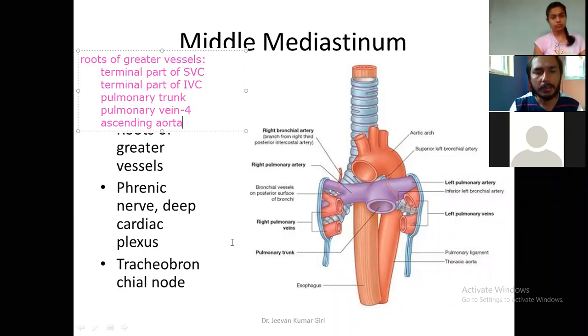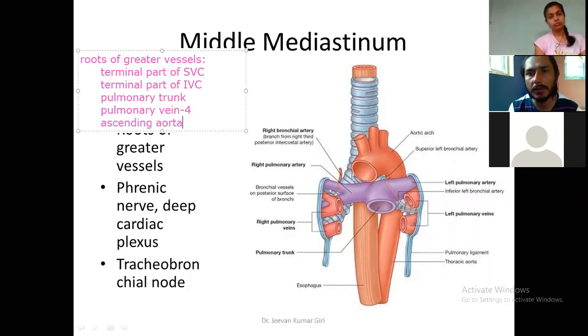And next is the tracheobronchial lymph nodes. They are lymph nodes only. Just write the name of the lymph node, tracheobronchial lymph node. Here you will not see them, they are very minor structures. During dissection also you will not see this. So the tracheobronchial lymph nodes. And nerves are the phrenic nerve and the deep cardiac plexus.